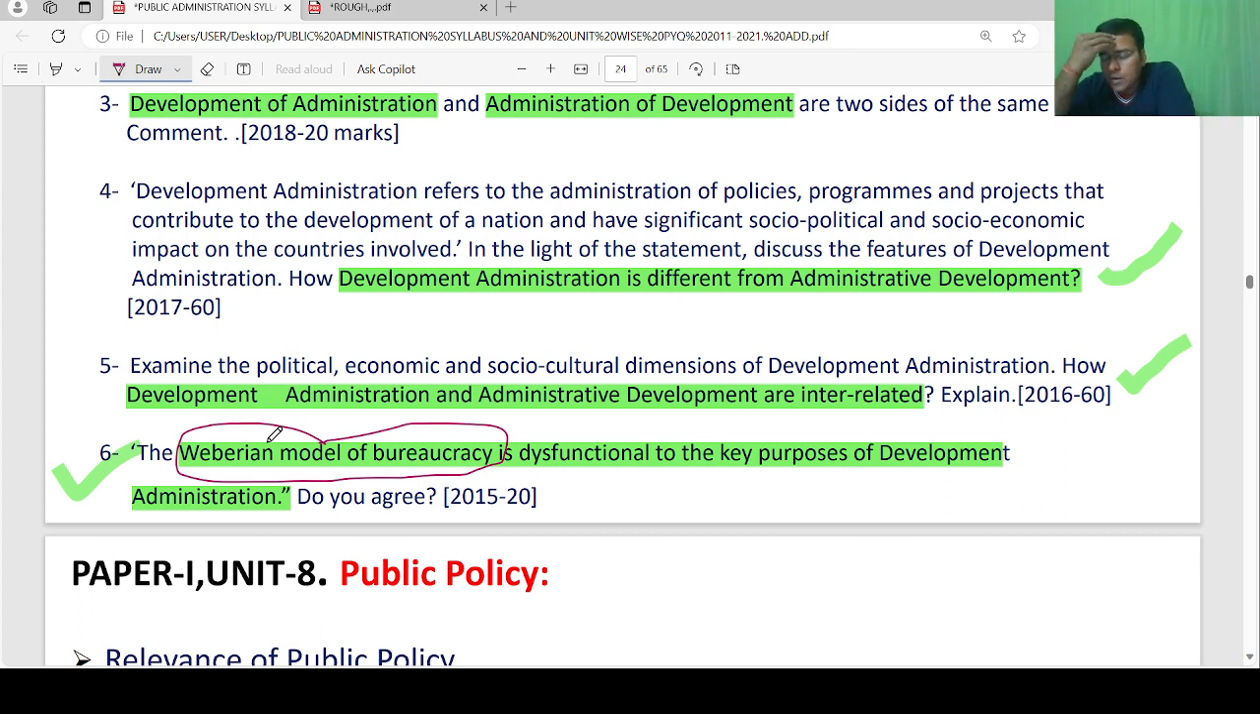The three types of authority: traditional, charismatic, legal-rational, and the features of bureaucracy.